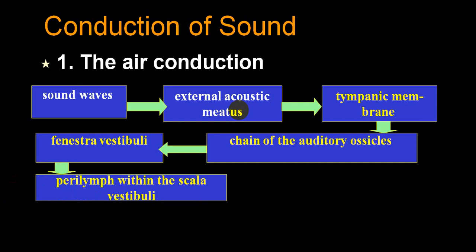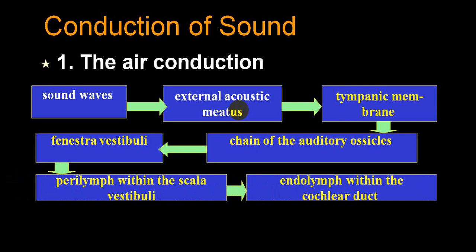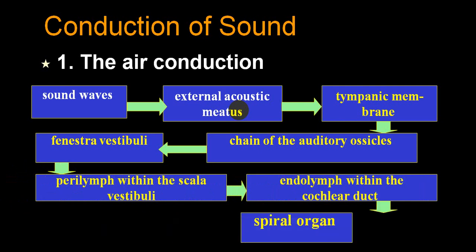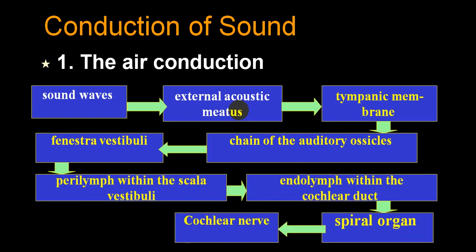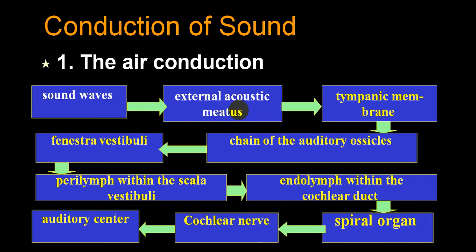And you will have a movement of perilymph within the scala vestibuli. Endolymph will conduct within the cochlear duct. It will stimulate the spiral organ that will transmit those impulses to the cochlear nerve, and then finally it will end in the auditory center.